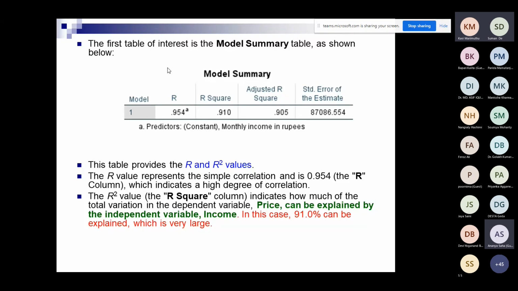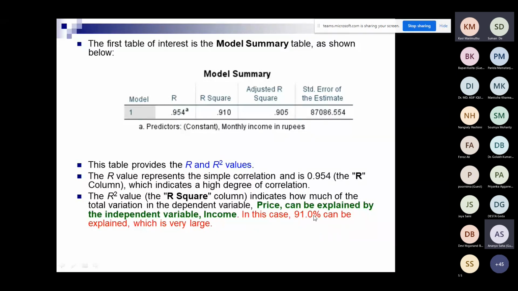So which is very good. For R square value, 0.5 and above is well and good. 91% is very good, right? 91% of the price can be explained by the independent variable income, which influences the price by 91%.